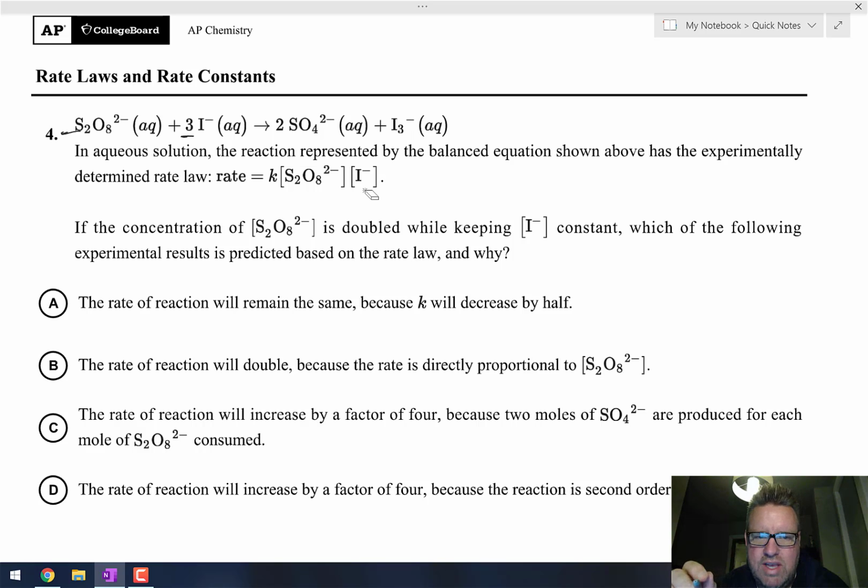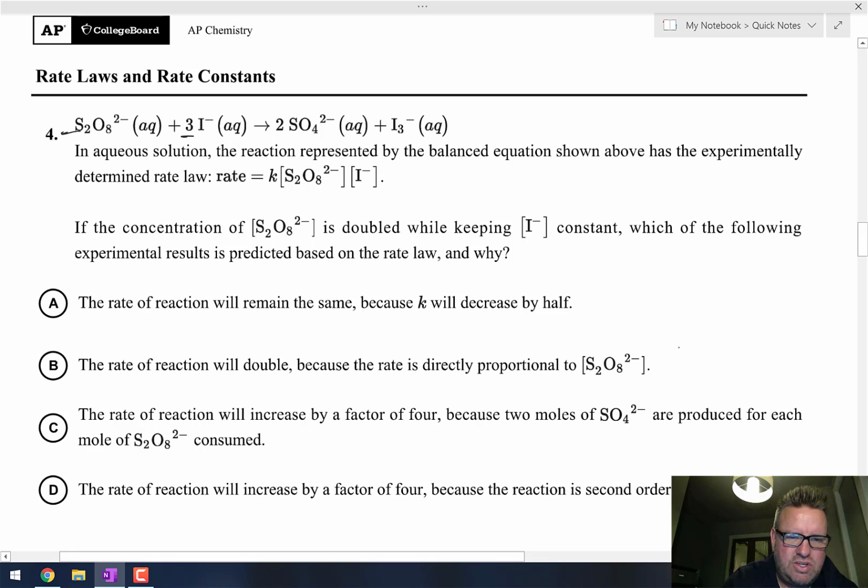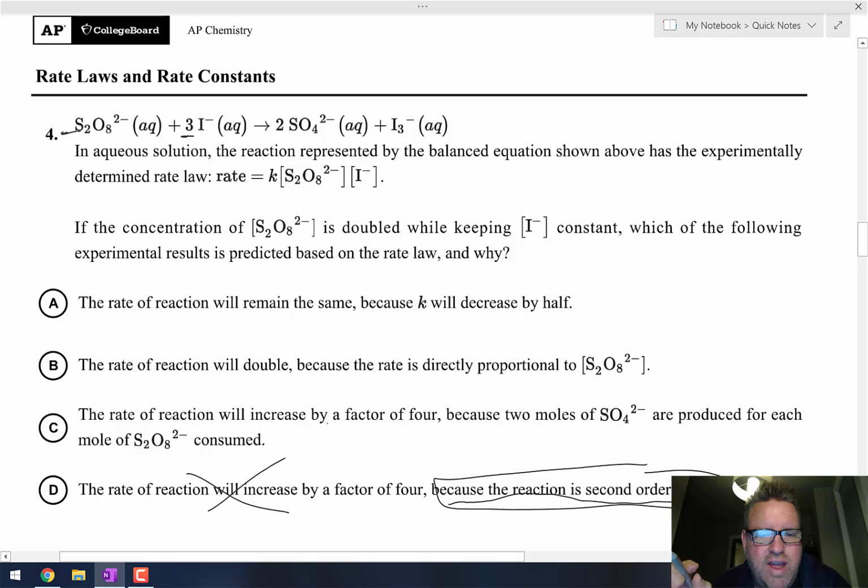The rate will remain the same. Of course not. If S2O8 is doubled, of course the rate is also going to double. Okay, the rate of the reaction will double because the rate is directly proportional to S2O8. I think that's right, but let's just check the other answers. The rate of the reaction will increase by a factor of 4. Again, no, that has nothing to do with the balanced equation. And then the rate of the reaction will increase by a factor of 4 because the reaction is second order overall. Again, just because part of it's true doesn't mean the whole thing is true. Yes, of course, the reaction is second order overall, but it's not going to increase by a factor of 4. The rate is simply going to double.